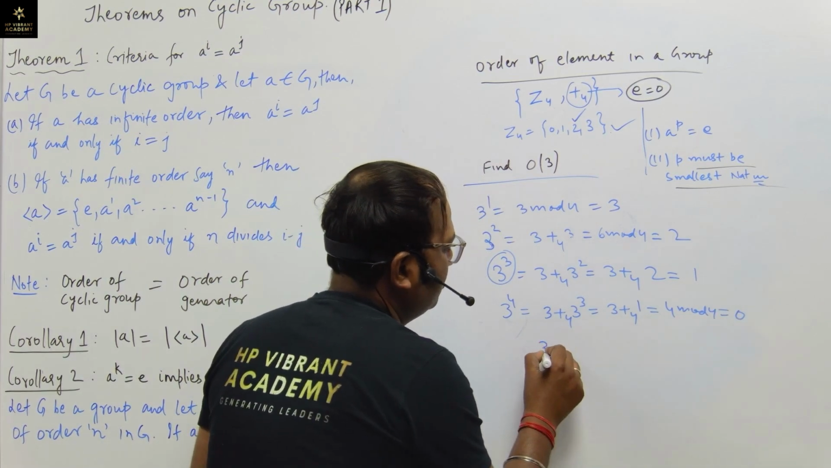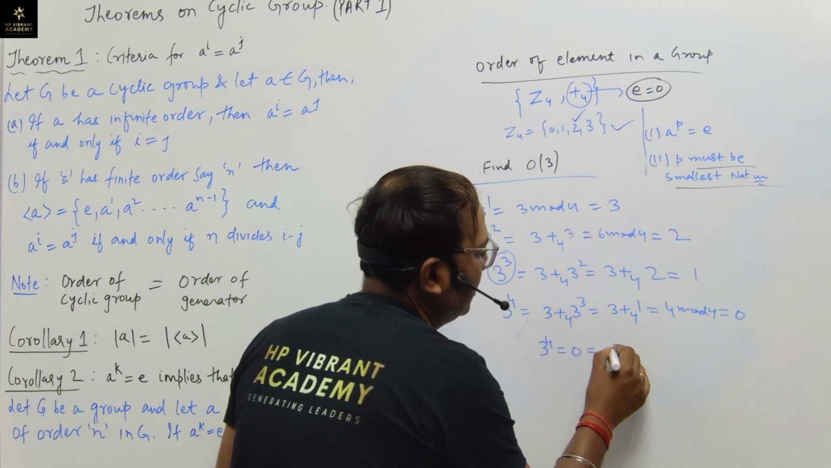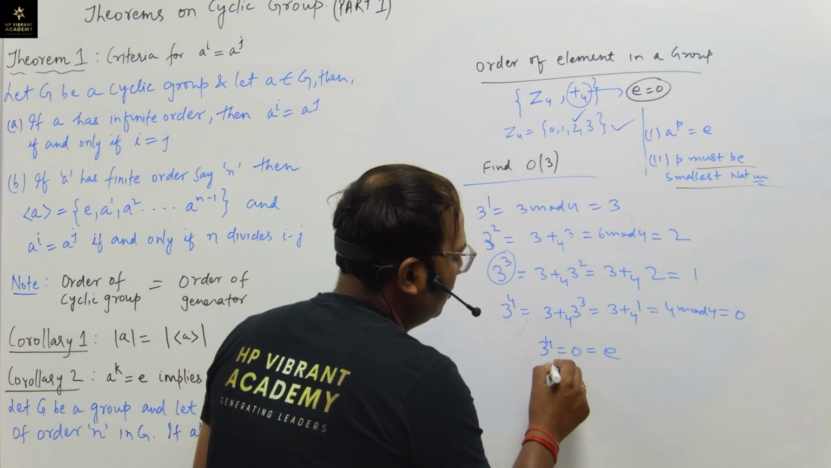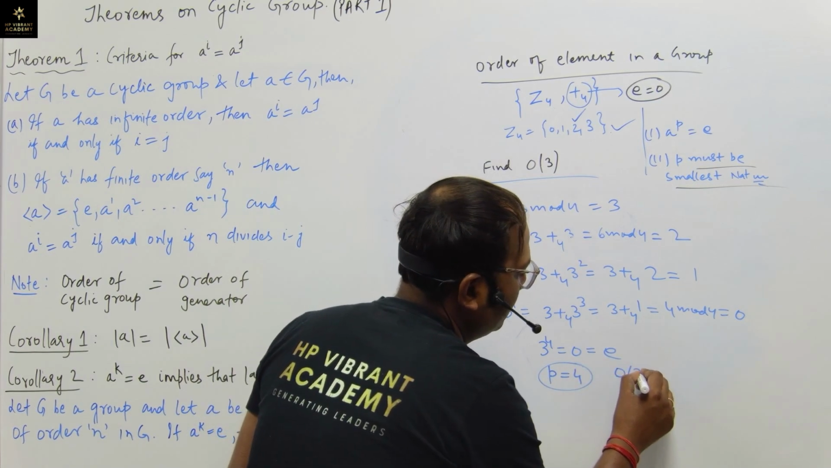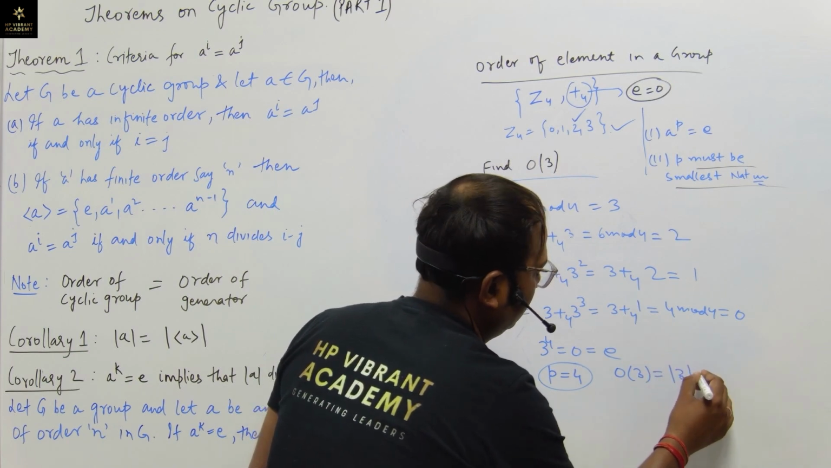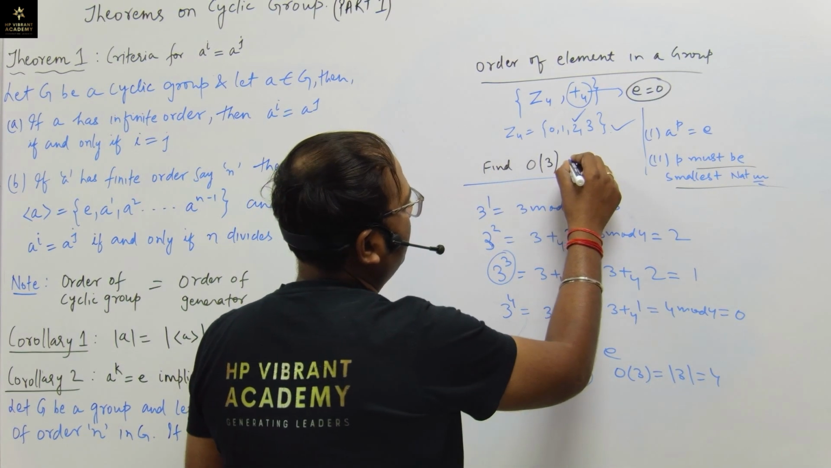So this means 3 to the power 4 is equal to 0, which is the identity element here. So the order of 3 will be 4. The order of element 3 is equal to 4.